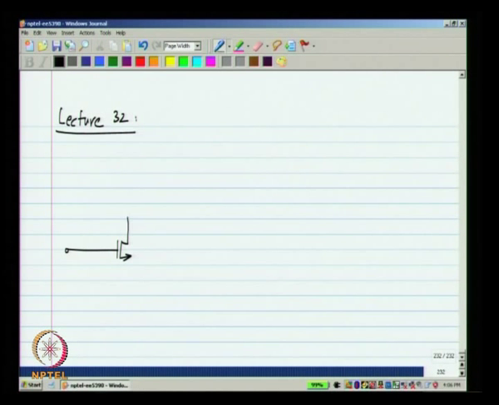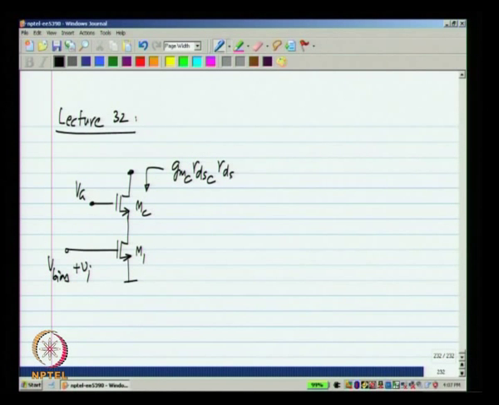A cascode is a combination of common source and common gate amplifiers. Now, the lower device does not have to be a common source, it can just be a fixed current source. Even then the output resistance would be improved. So, this could be, let us say, V bias. If it is just V bias, it is a current source, and if it has V bias plus Vi, it is a common source amplifier, and the output resistance in either case would be gmC rdsC rds1 plus rdsC plus rds1.